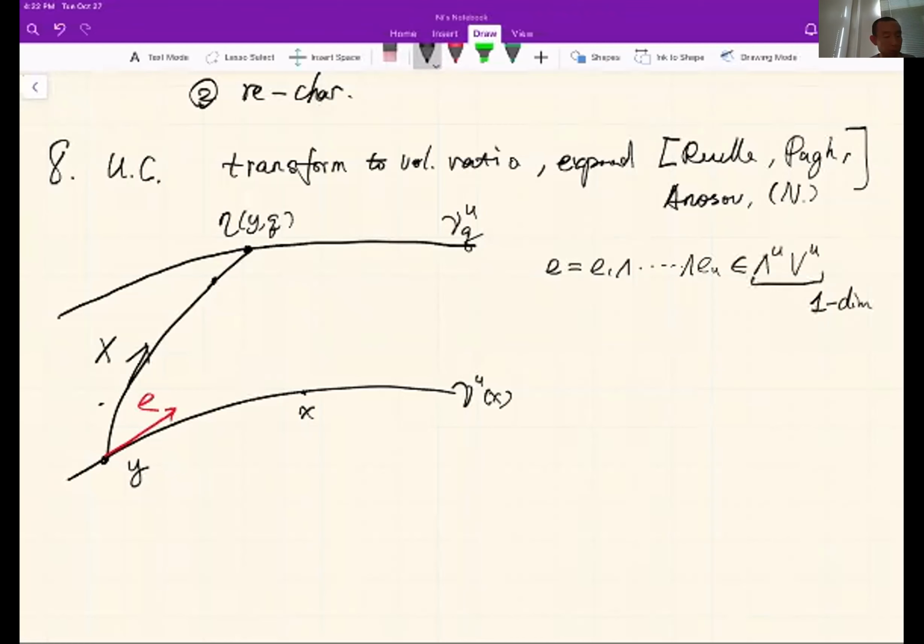And this space of all unstable hypercubes is only one-dimensional, okay? Because it is U-dimensional cubes on U-dimensional manifolds. So this is a one-dimensional subspace. And we also choose E to be normalized.